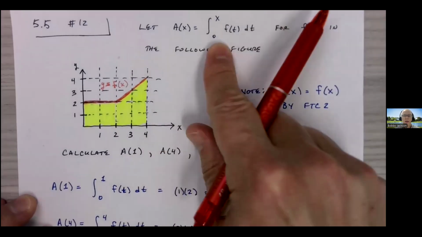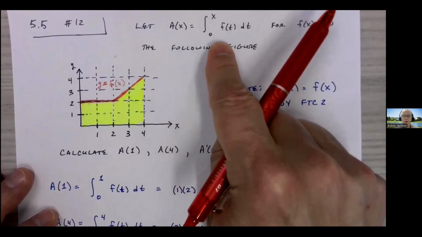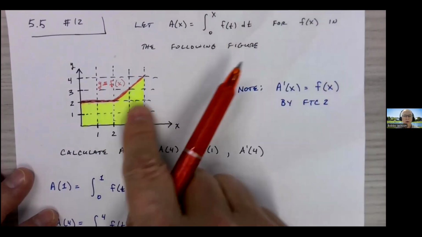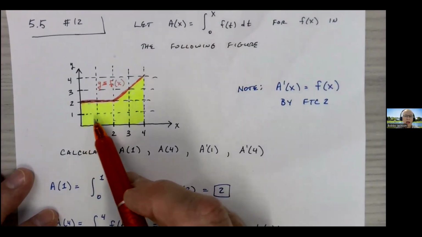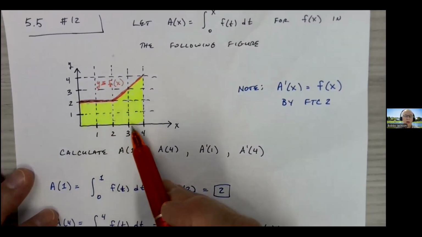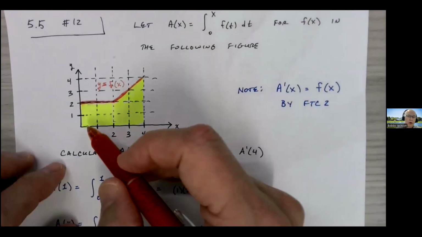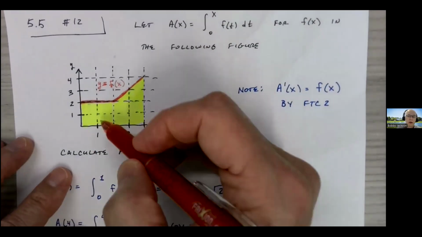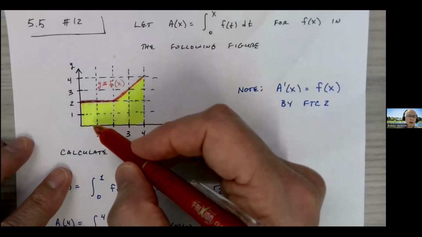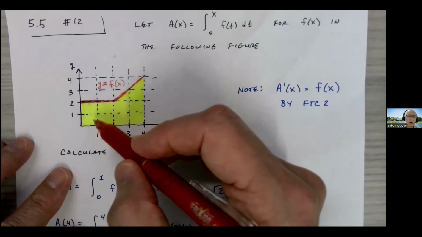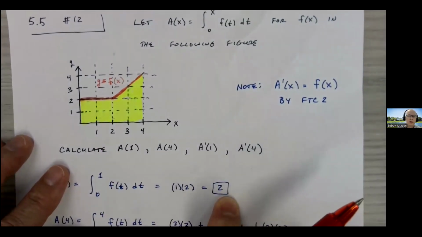Again, we're given this function A of x defined as the integral from 0 to x of f of t dt, where this is the graph of the function f of x. So A of x is basically accumulating area as we move from left to right. If I want to find A of 1, the integral from 0 to 1, it's the area of this rectangle below the curve, above the x-axis. It's a 1 by 2 rectangle, which has an area of 2.